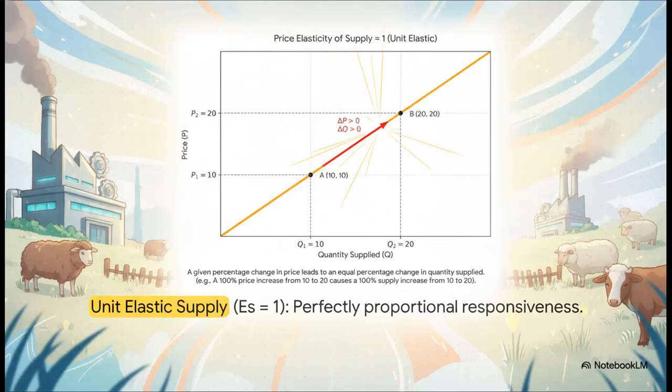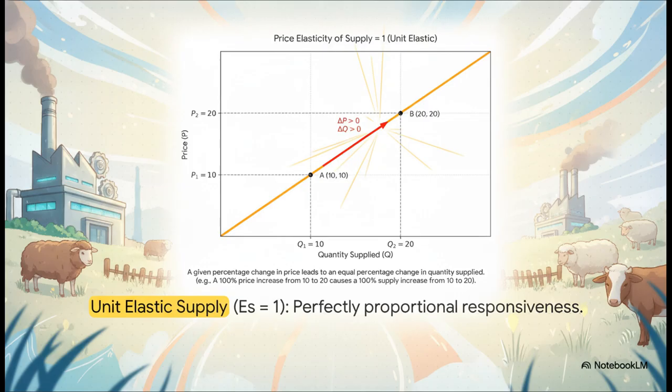Now, with unit elastic supply, we see a perfectly straight line originating directly from zero. Any percentage change in price leads to an identically proportional change in supply. As the price expands by 100%, surging from 10 to 20, supply perfectly matches it, increasing 100% from 10 to 20 as well. This perfectly balanced responsiveness defines mid-range manufacturing and livestock markets over the medium term, adjusting in absolute lockstep with the market.